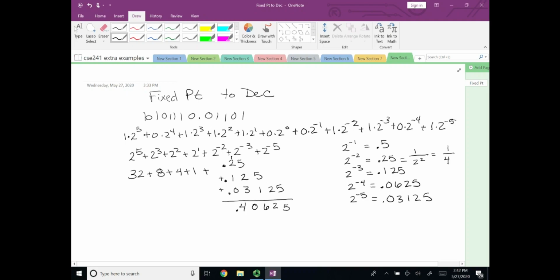And then 32 plus 8 plus 4 plus 5 is going to give us 45. And you can see by doing it this method, there is no need whatsoever for a calculator. And even if you think you're going to use a calculator in the exam, I do expect to see all work and your carries and everything shown. So please keep that in mind.